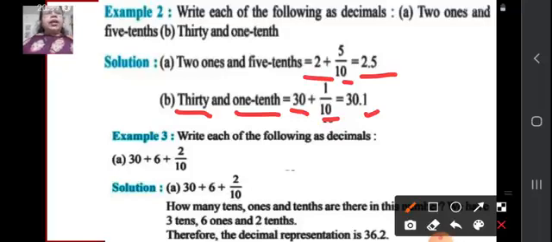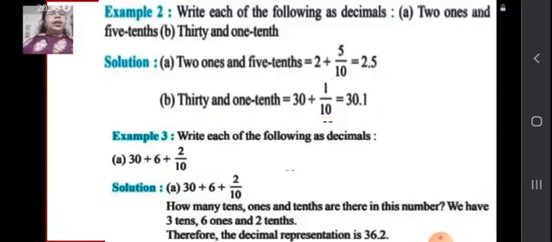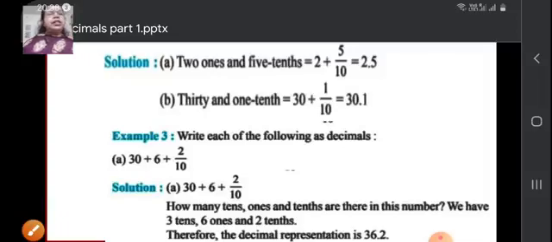Now, example 3, write each of the following as decimals. We have 30 plus 6 plus 2 upon 10. So, 30 plus 6 becomes 36 and 2 upon 10 is 0.2. So, the number is 36.2.